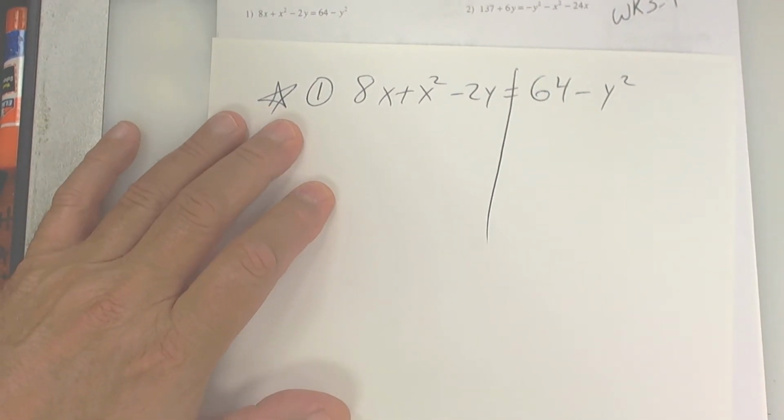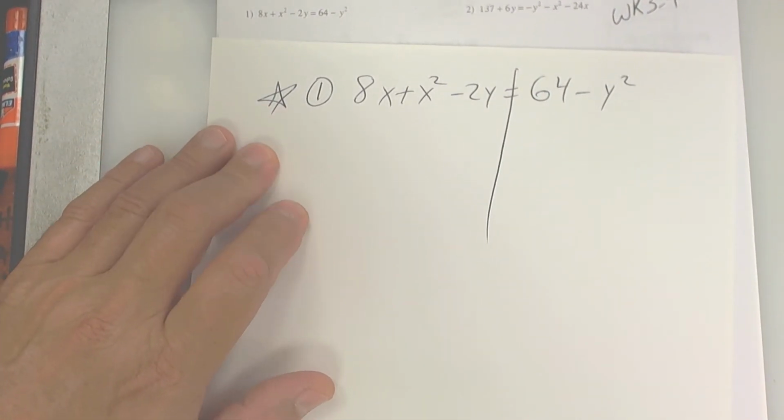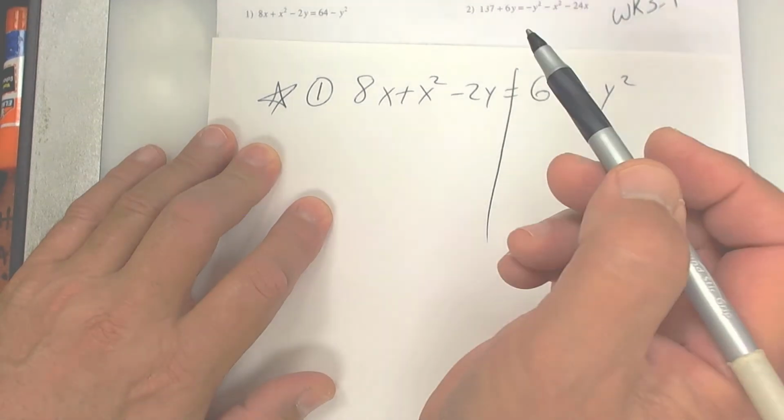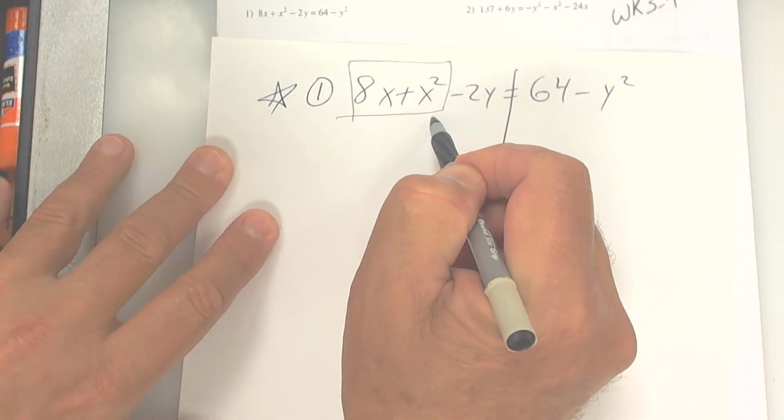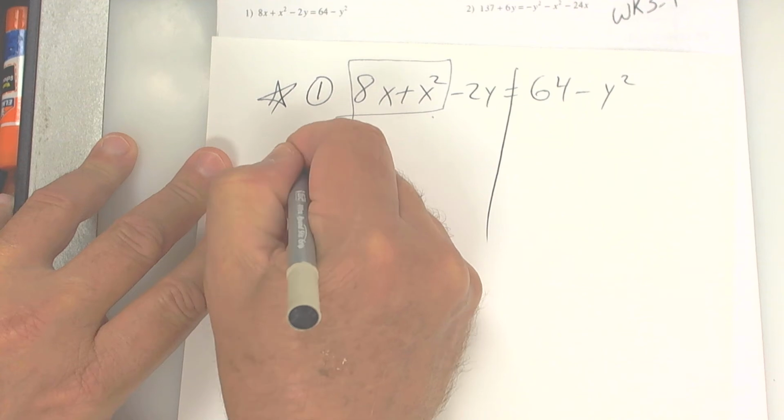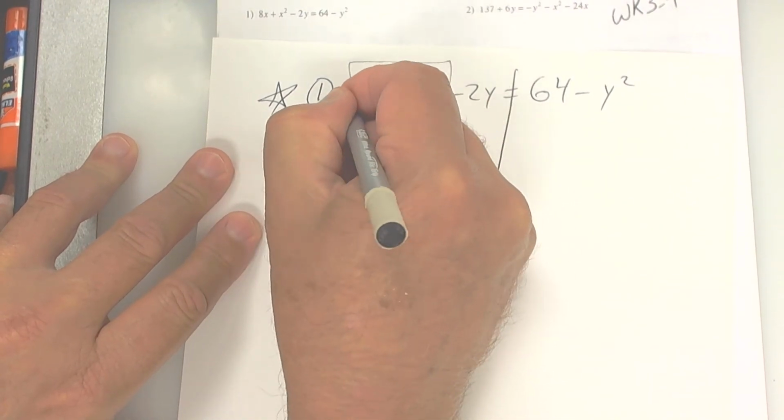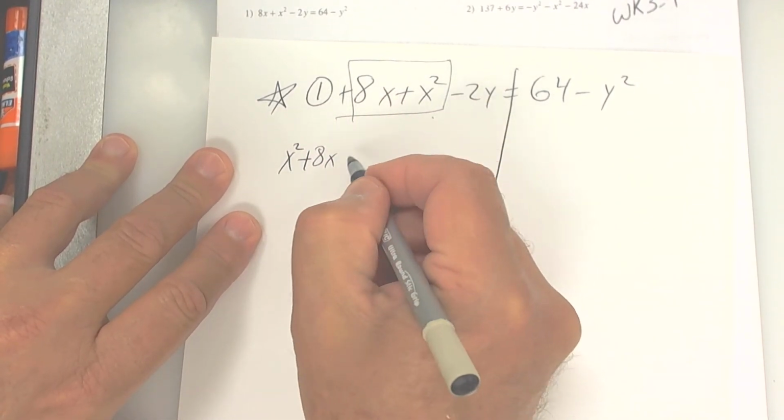Okay, here we go. First thing you're going to do is line up your x's. Okay, so here are my x's. You want to put the squared first. So put x squared plus, that's a plus, 8x, and then leave a space.